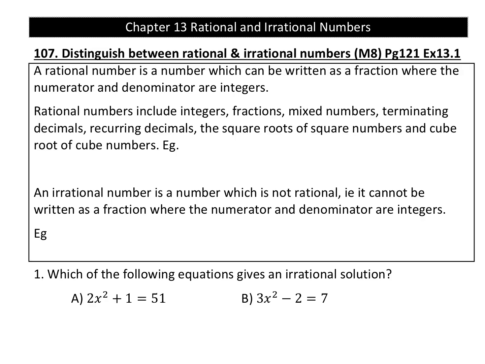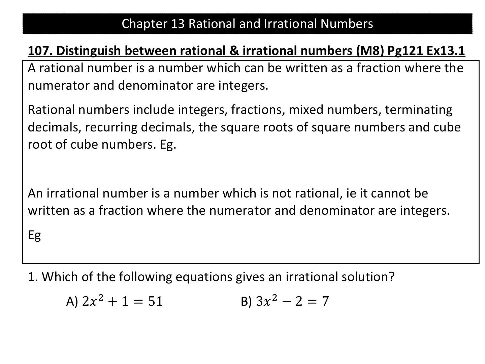Okay, let's look at some definitions. A rational number is a number which can be written as a fraction, where the numerator and denominator are integers, whole numbers. So rational if it can be written as a fraction, where the top and bottom are whole numbers.